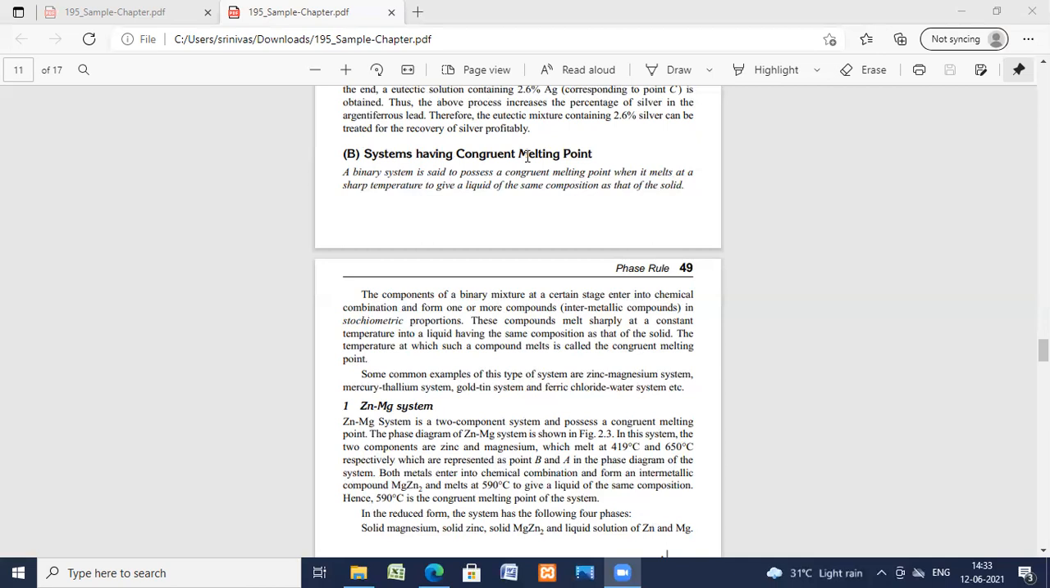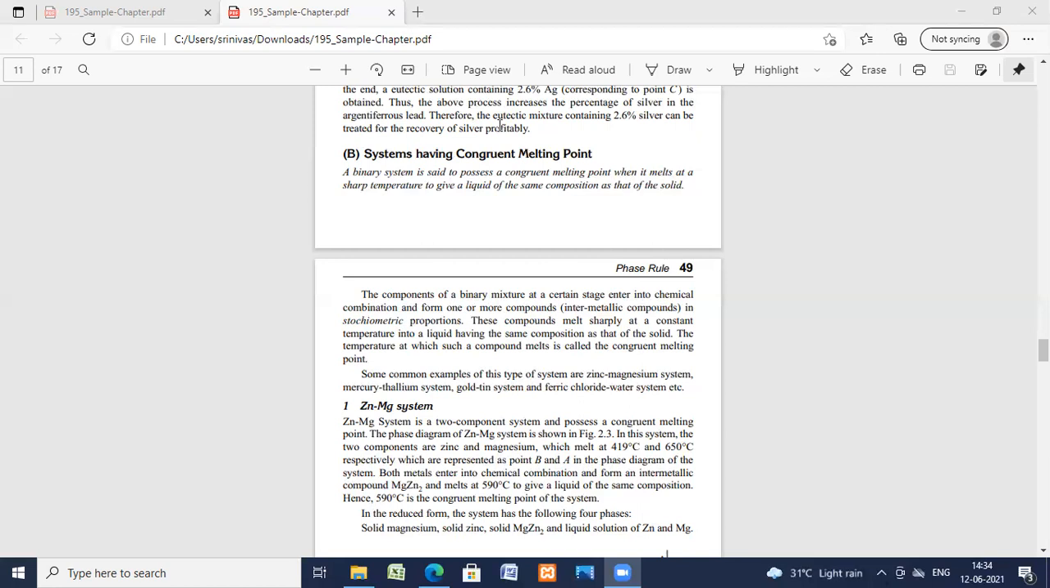The variables for two component solid liquid systems are temperature and composition. The phase diagram for such systems consists of temperature-concentration graphs. Now we are going to discuss only the solid solutions. There is no gas phase, so the condensed phase rule is applied here.